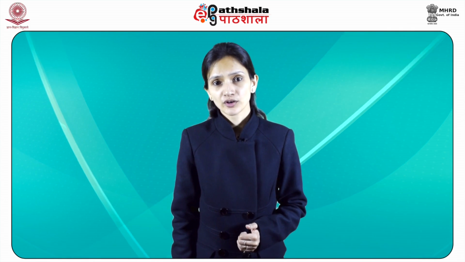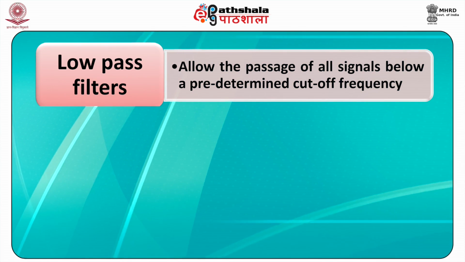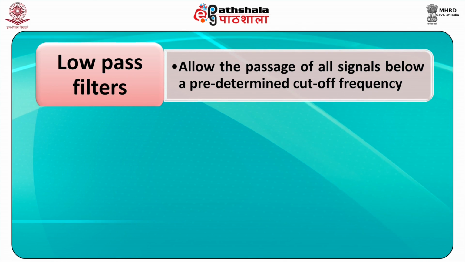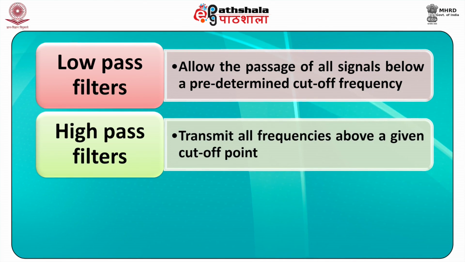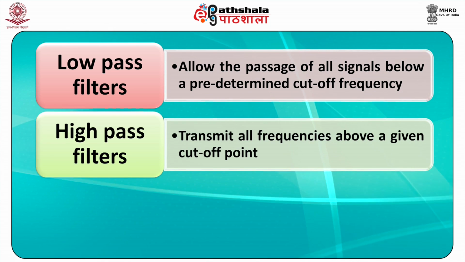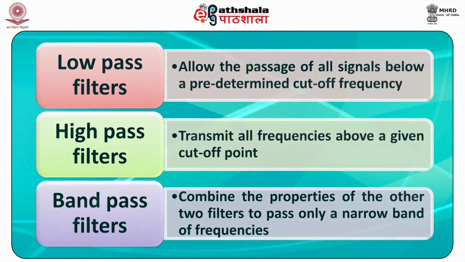Three kinds of electronic filters are used to select the band of measured frequencies. Low-pass filters that allow the passage of all signals below a predetermined cutoff. High-pass filters that transmit all frequencies above a given cutoff point. And band-pass filters that combine the properties of the other two filters to pass only a narrow band of frequencies.